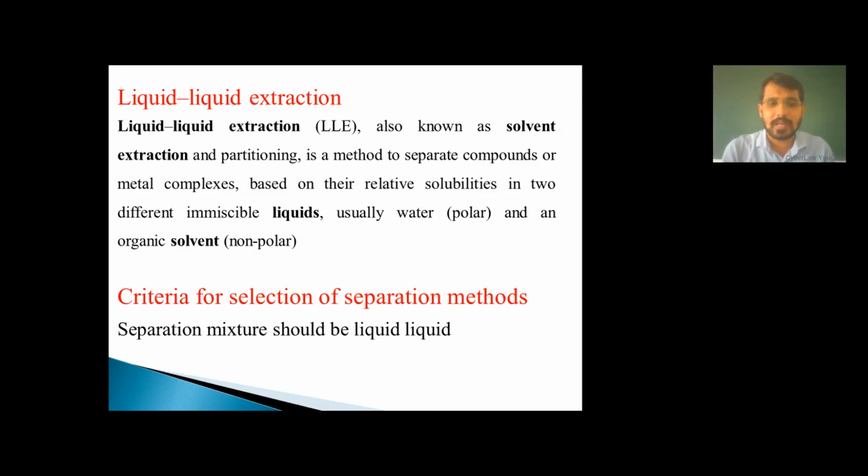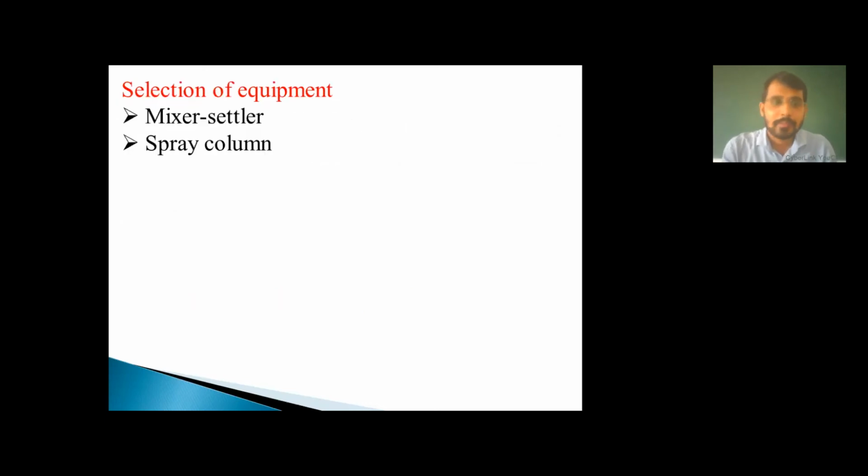Okay, this is the criteria required for this process: the separation mixture should be in a liquid form. In the previous method, in leaching, the material should be in a solid form, but here it should be in a liquid form. After that, the selection of equipment. These are the equipments required for this separation operation. First one is a mixer settler. Second one is a spray column.